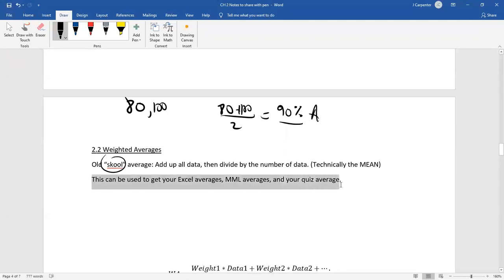So this can be used to get your, I'm sorry, I'm jumping the gun here. This old school average, pardon me there. I forgot to read this line. I saw Excel and I got excited.